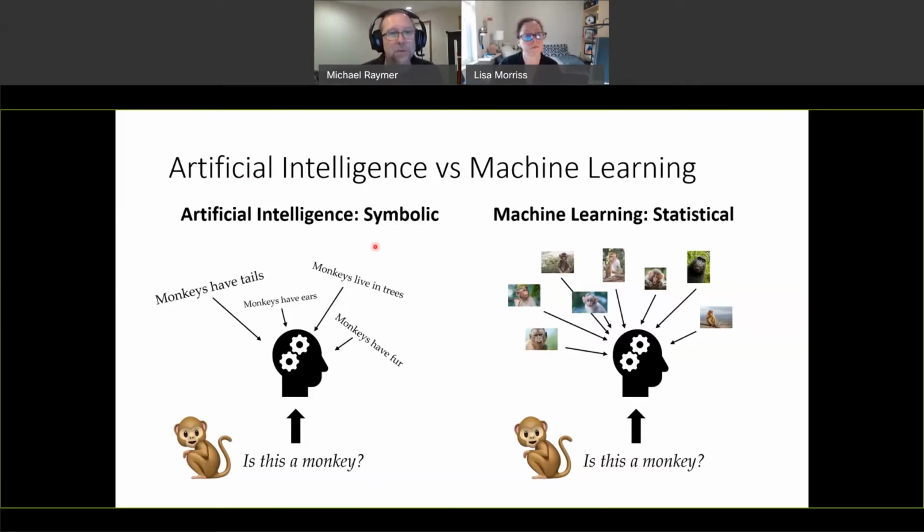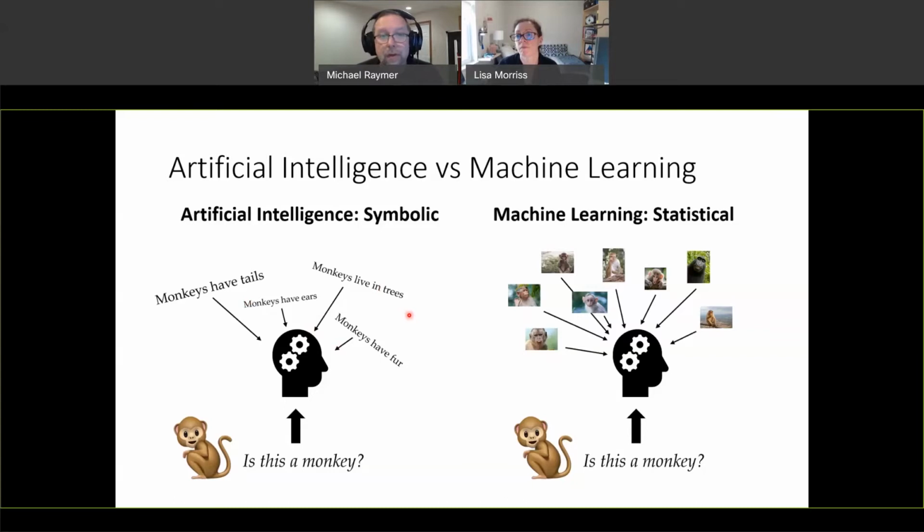Computers obviously don't speak English. So we can't tell them things like monkeys have tails and monkeys live in trees and monkeys have ears and monkeys have fur, because they don't understand language. So we have to figure out ways to encode that. And then we have to sit down and think about what are all the things we know about monkeys, or maybe scour the web or go through Wikipedia and determine what are all of the things that we know about monkeys, so that we can teach an algorithm to understand what a monkey is and be able to answer questions about whether something is a monkey or not.